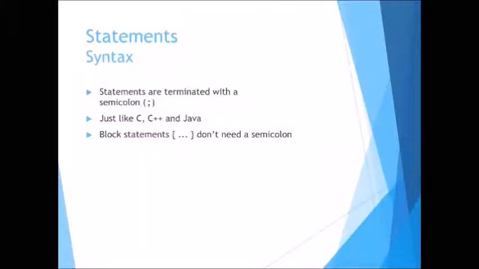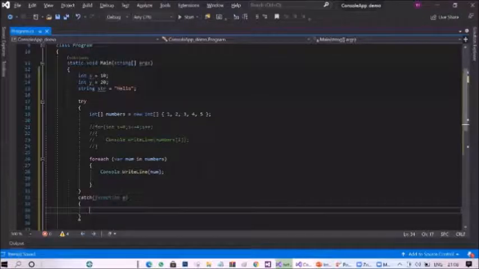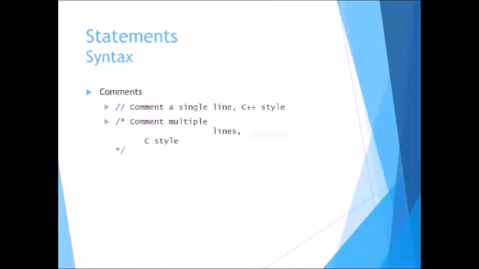As you see there, statements are terminated with the semicolon. This code is basically C++ like code. Okay, block statements. So you have seen that there are a lot of block statements. This is a block statement within curly brackets. If you have a block statement, that will not be terminated with the semicolon.